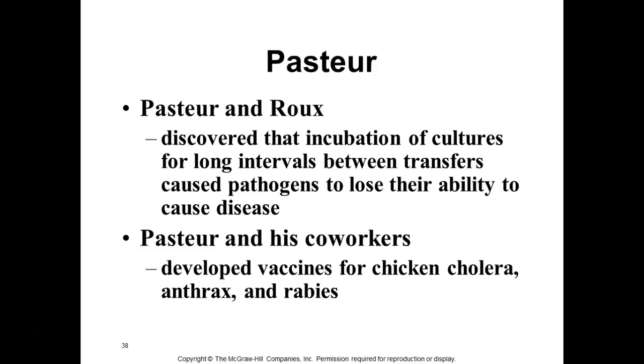So in addition to the swan neck flasks and the help with spontaneous generation, Pasteur and others, like Roux, discovered that the incubation of cultures for long intervals between transfers caused pathogens to lose their ability to cause disease. I call this the fat and lazy syndrome. Because when you grow them in artificial culture, do they have to fight for their food? No, you're giving it to them. They're like, here you go.